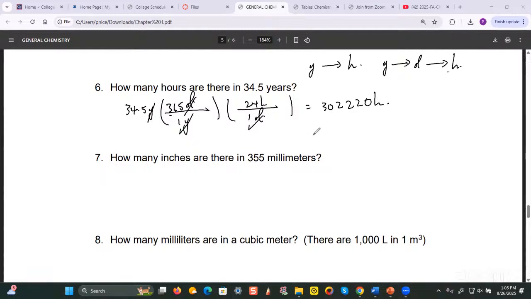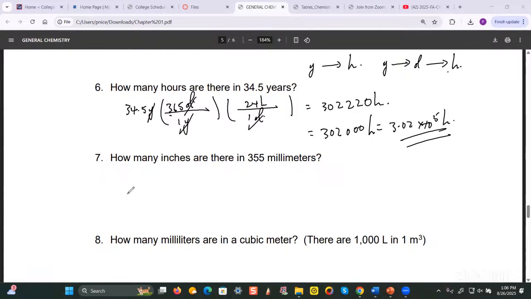So how will you round this off to 366? 302 plus 3. Okay. Or if you want to express it in scientific notation, that would be 3.02 times 10 to the 5 hours. Right, that's it. All right. Any questions about this one? Any questions?